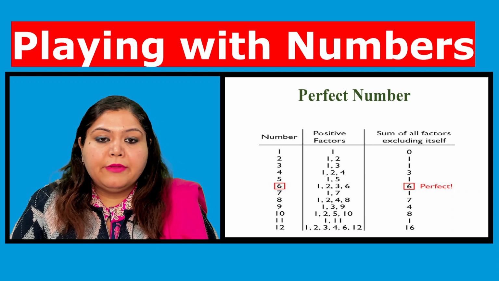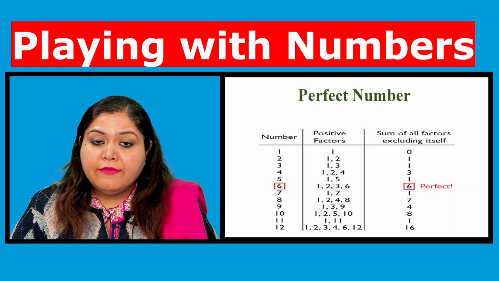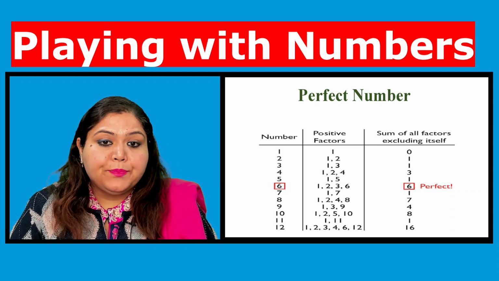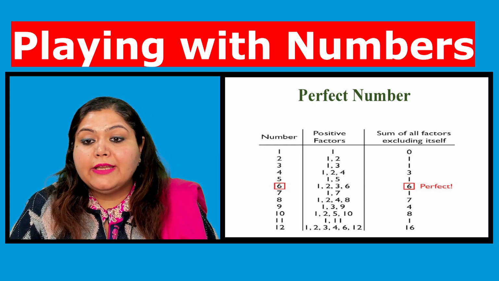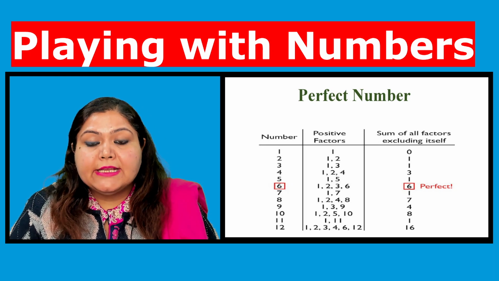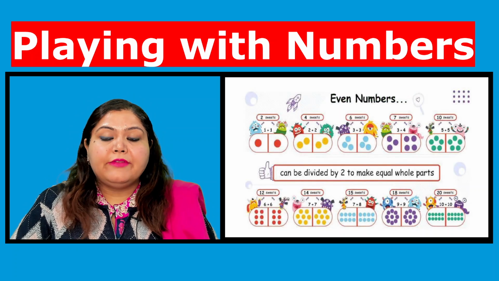So the sum would be 1. Next is 5. If I say 1 or 5, the answer would be the sum 1 only, because we are excluding 5. And if we move to the number 6, we have the factors 1, 2 and 3. If we add 1, 2 and 3, the number becomes 6. The number is a perfect number. So number 6 is a perfect number.